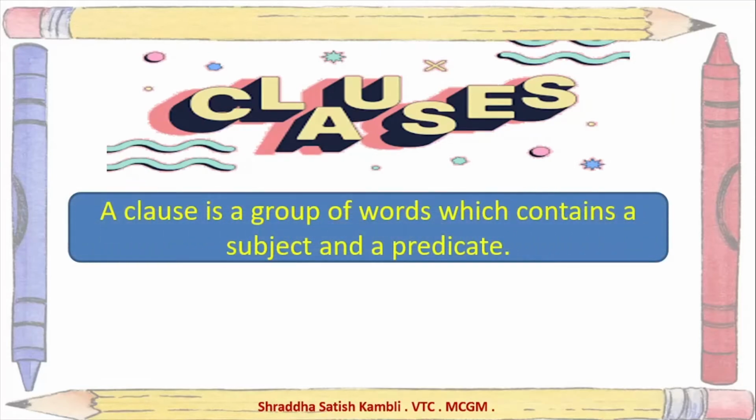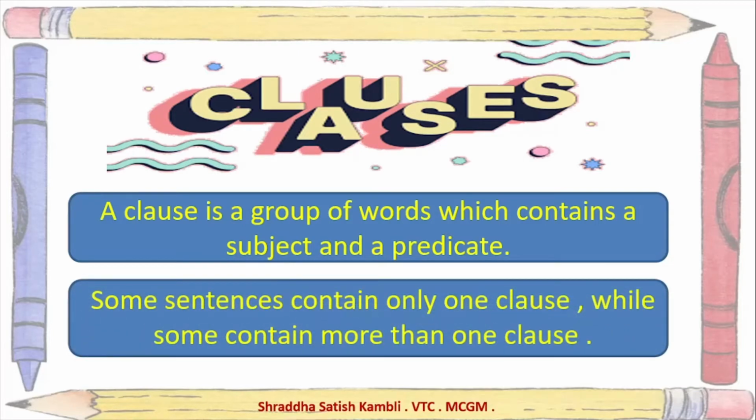So what are clauses, children? A clause is a group of words which contains a subject and a predicate. So it is a group of words, like you say phrase. Now a phrase is a little different from a clause. A phrase means simply a group of words, but a clause is that group of words which contains a subject and a predicate.